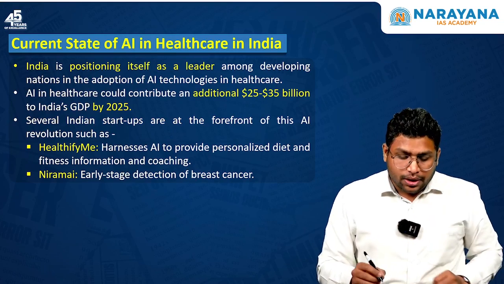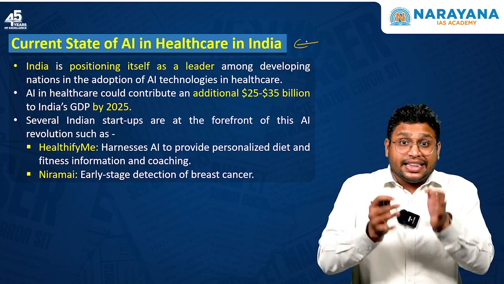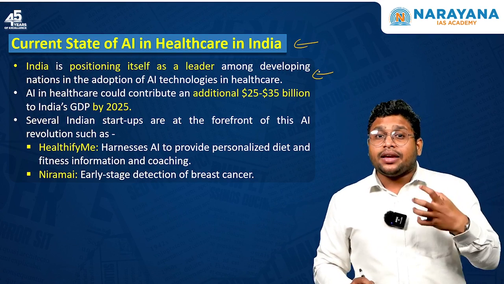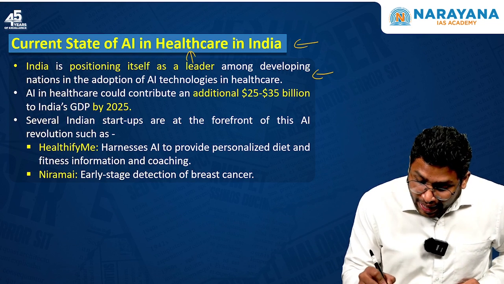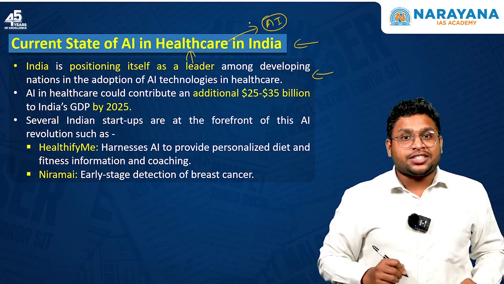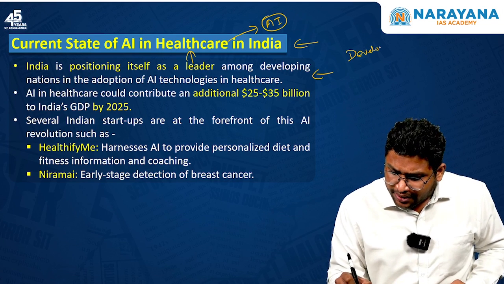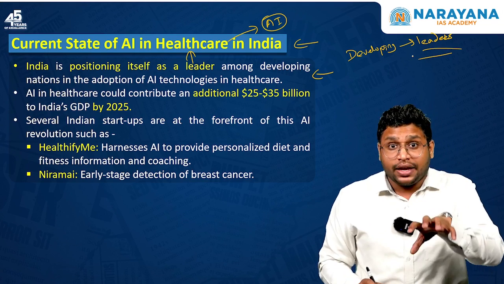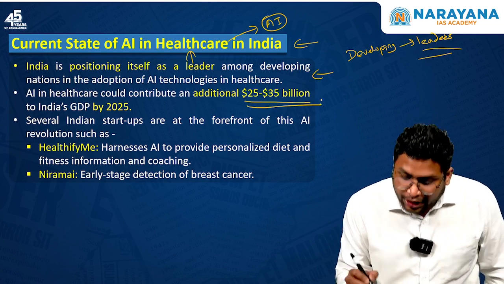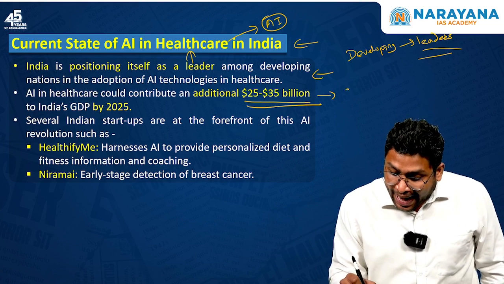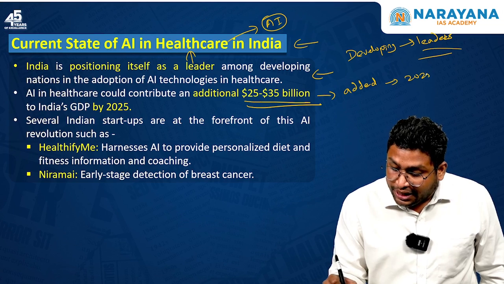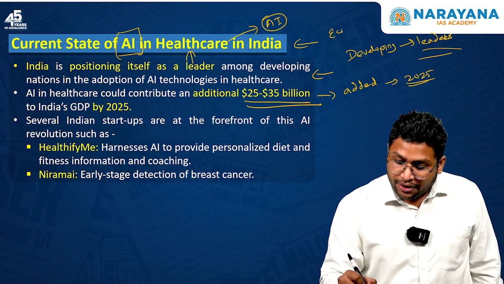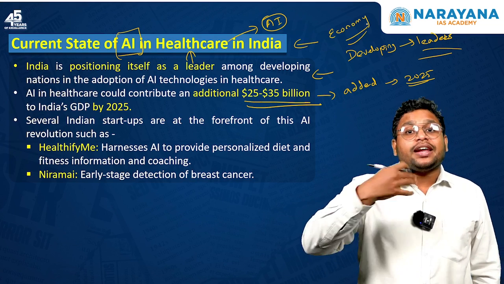Now, if we talk about the current state of artificial intelligence in India's healthcare, what is the current status? First thing, India is now thinking about becoming a leader in the healthcare sector and specifically bringing AI technology into the healthcare sector. If you look at all the developing countries, India usually becomes the leader of these developing countries. And here, if you look at the role of AI, you can say at least 25 to 35 billion dollars will be added to our GDP by the year 2025 if we start using artificial intelligence in the healthcare sector. So we can say even our economy will be boosted parallel to our healthcare sector.